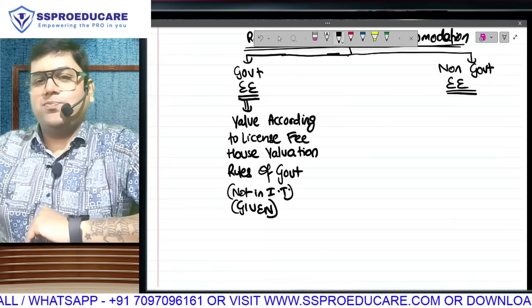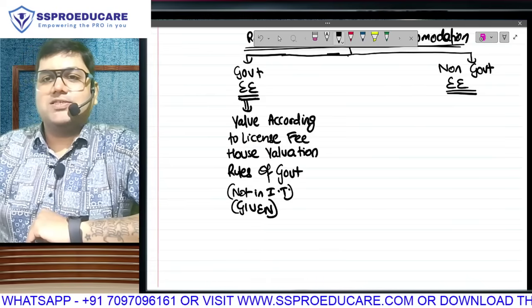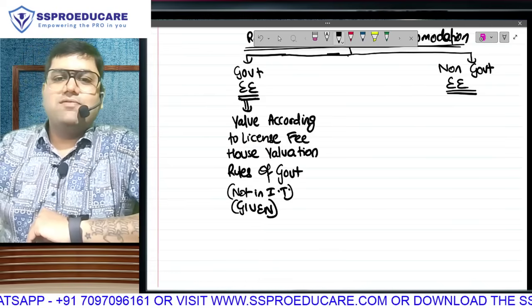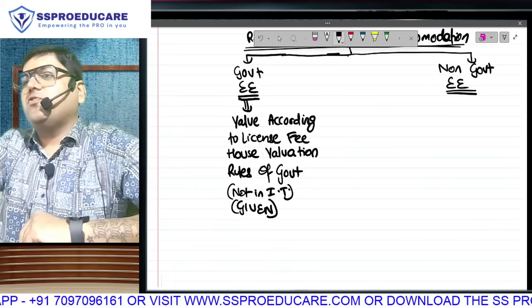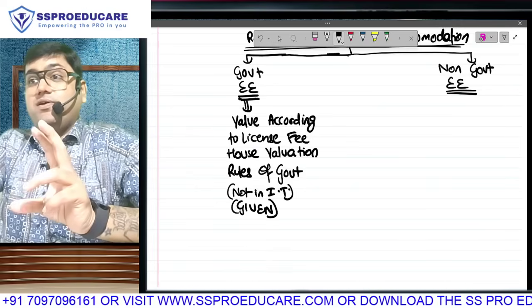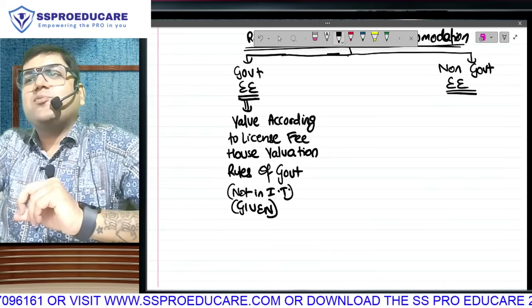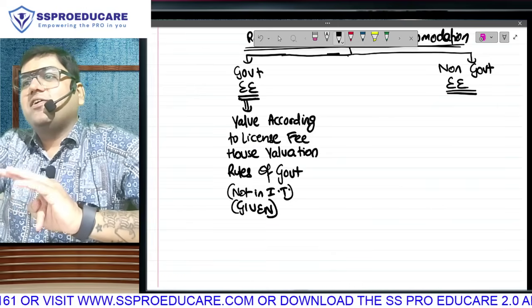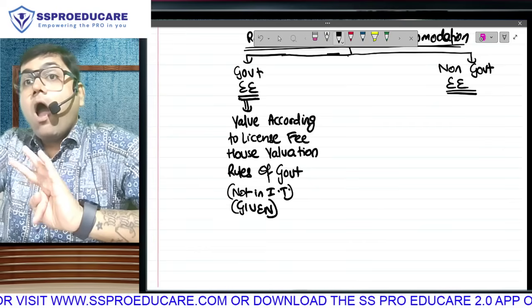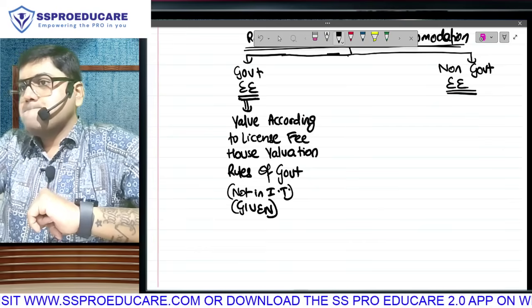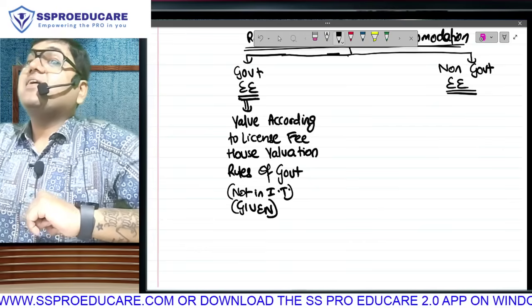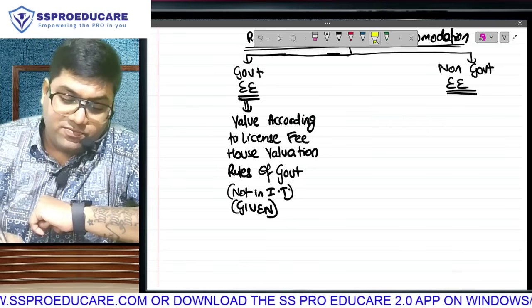But if they want to play around with you, which in tax they always do, they will tell you the license fee house valuation rule value is 8 lakhs. However, the fair market rent of the property is 10 lakh. So what's your answer? 8 lakh only.